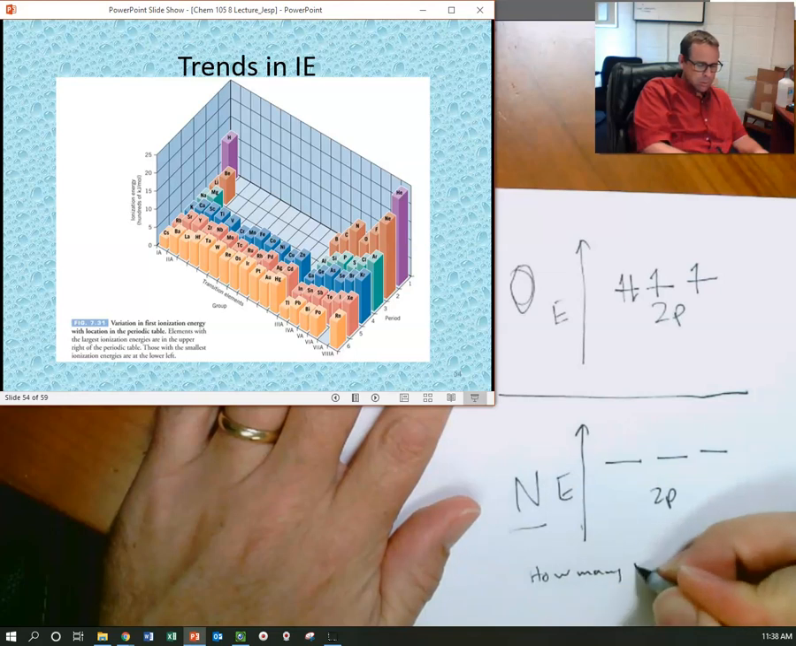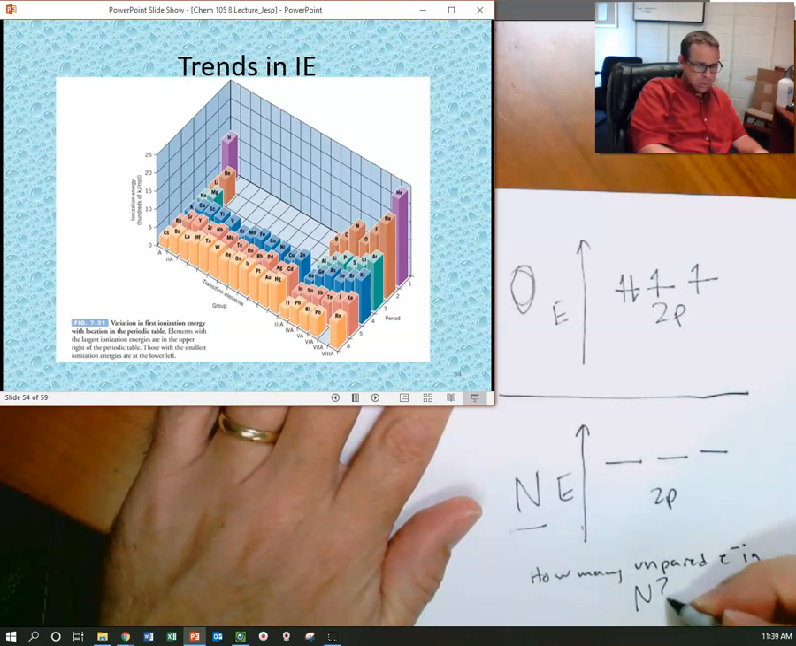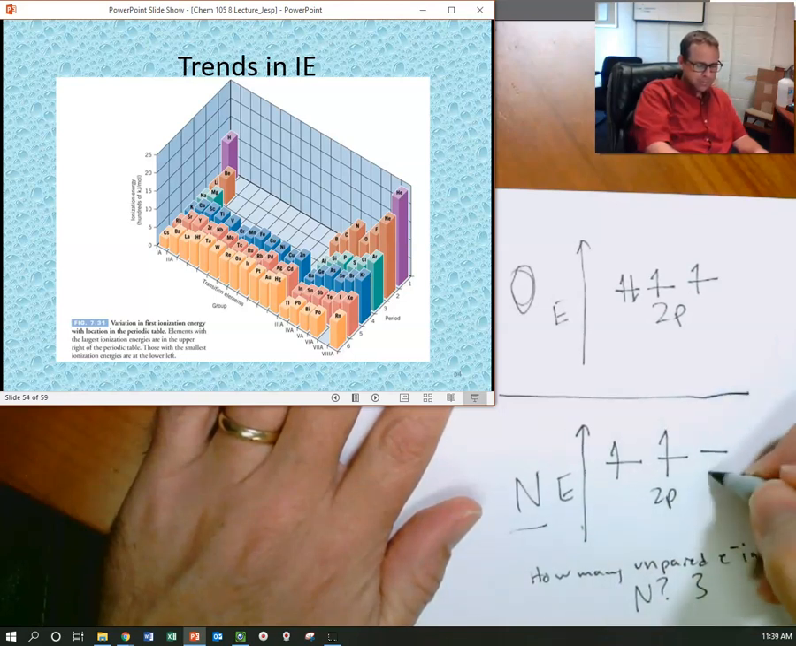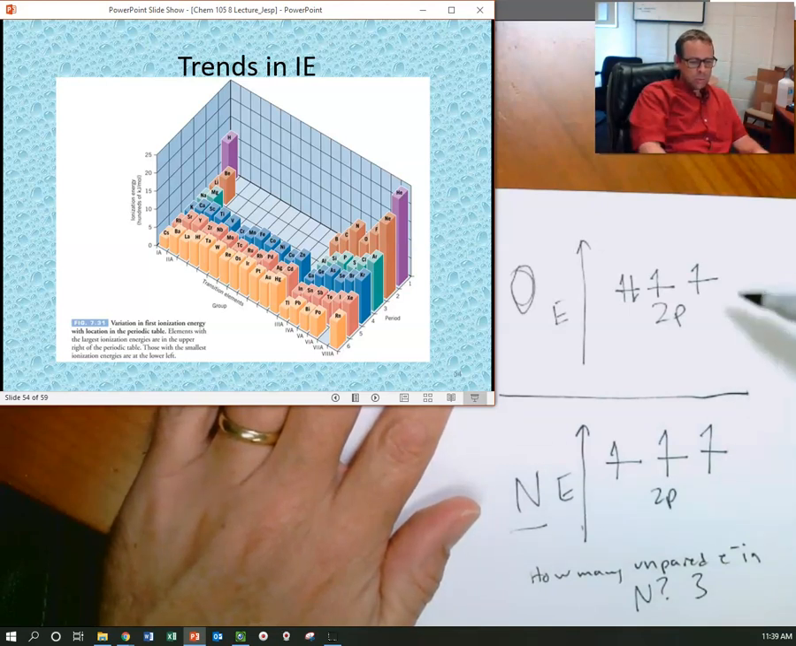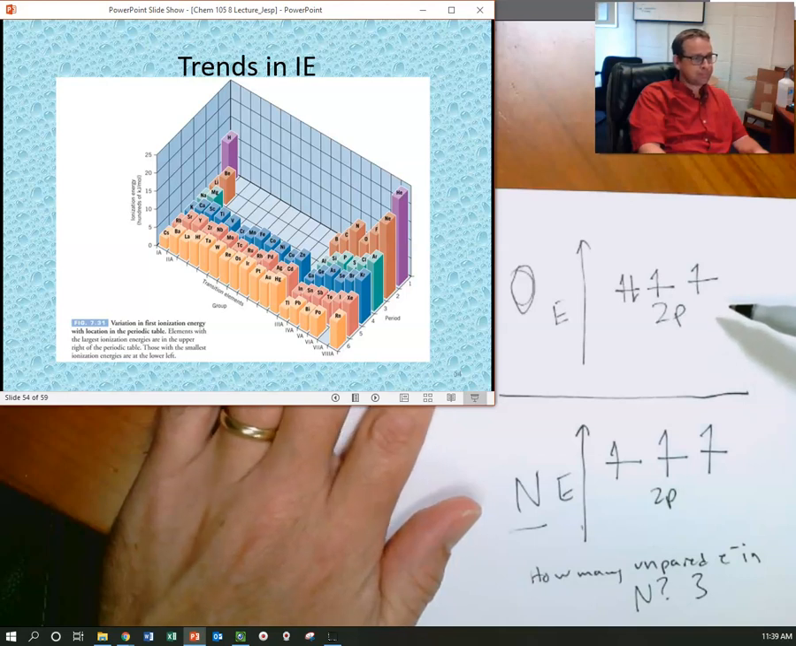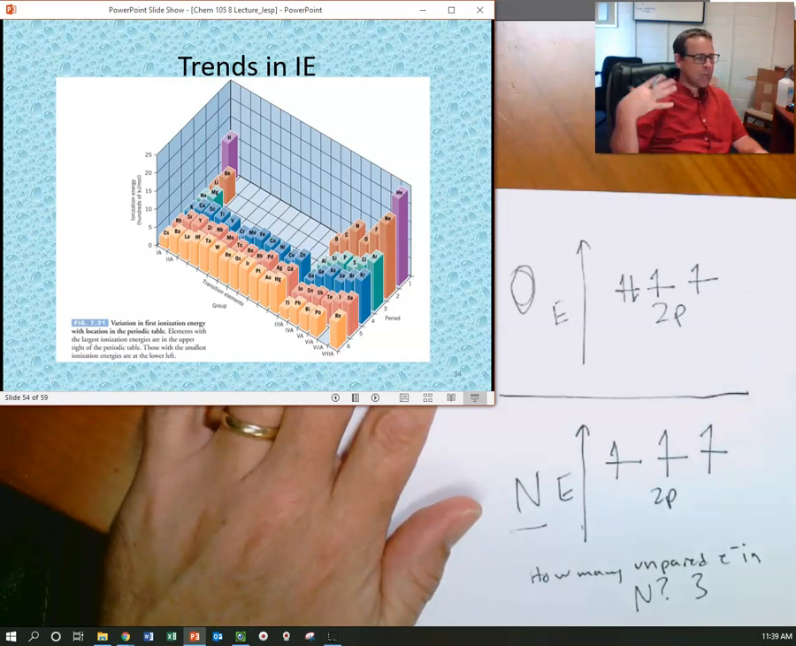There'd be 3 unpaired. That's right. And the answer is 3, right? Very good. So, in which of these situations would it be harder to remove an electron, nitrogen or oxygen? It'd be harder to remove it from nitrogen. That's right. Now, we already kind of knew that because we see that the energy is higher here than there. But what's our explanation for why it's harder to remove an electron from nitrogen than from oxygen, Sarah?